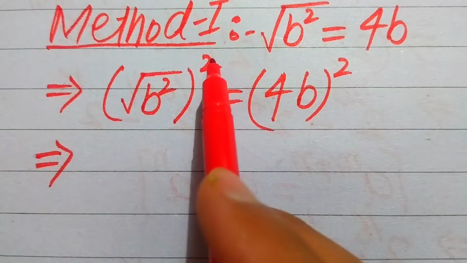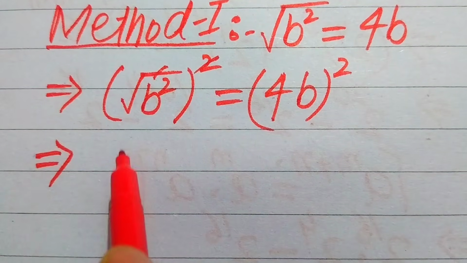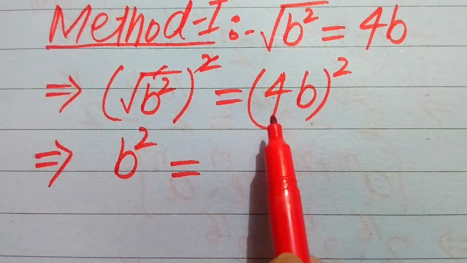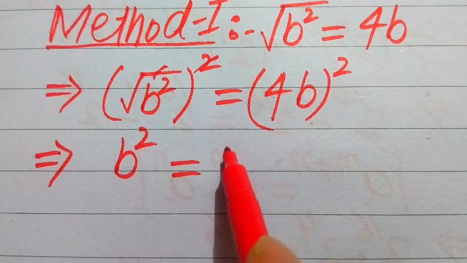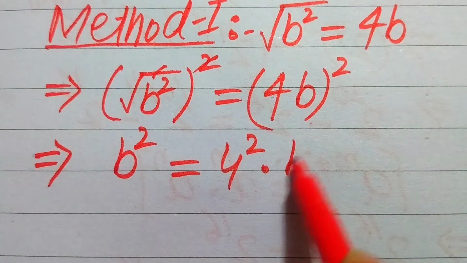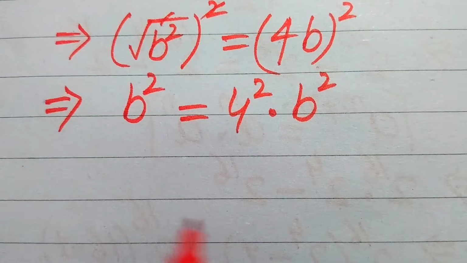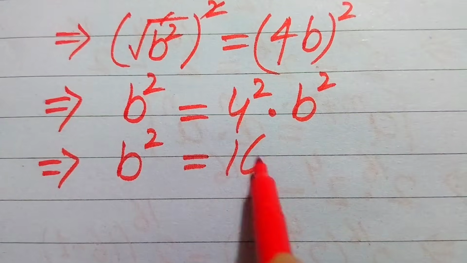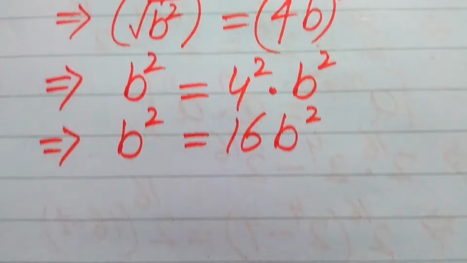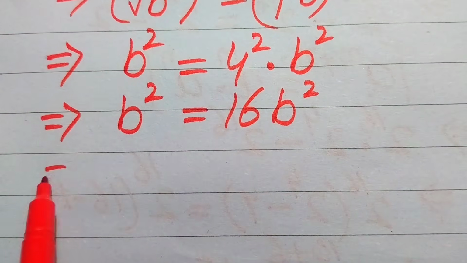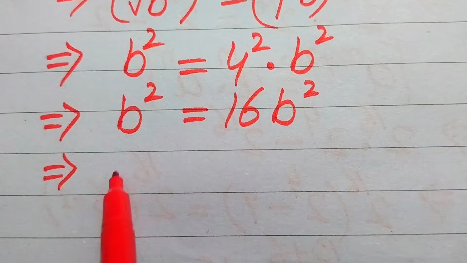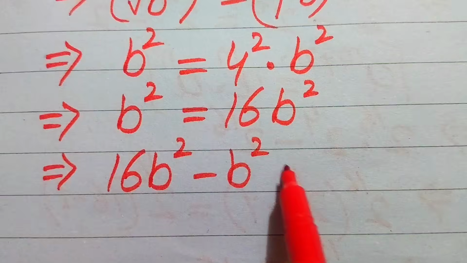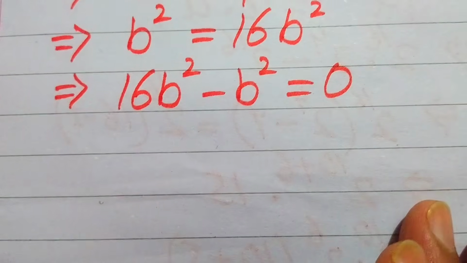In the next step, this 2 and this square root cancel each other out, and we get b squared is equal to, applying the square separately on both of these values, 4 squared multiplied by b squared. So b squared is equal to 16 times b squared. If we move the term b squared from the left-hand side to the right-hand side, this becomes 16 times b squared minus b squared is equal to 0.